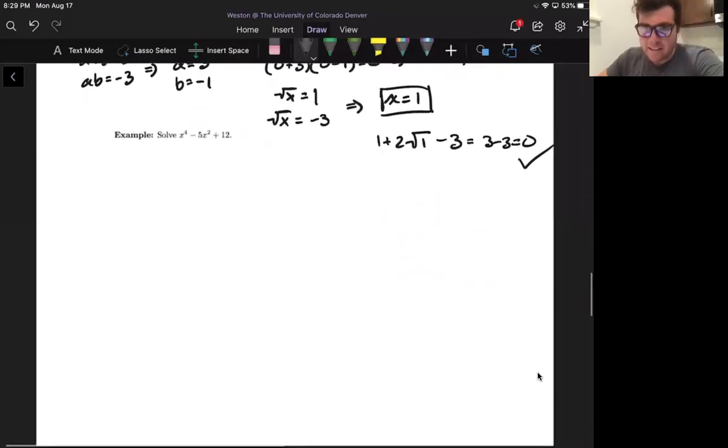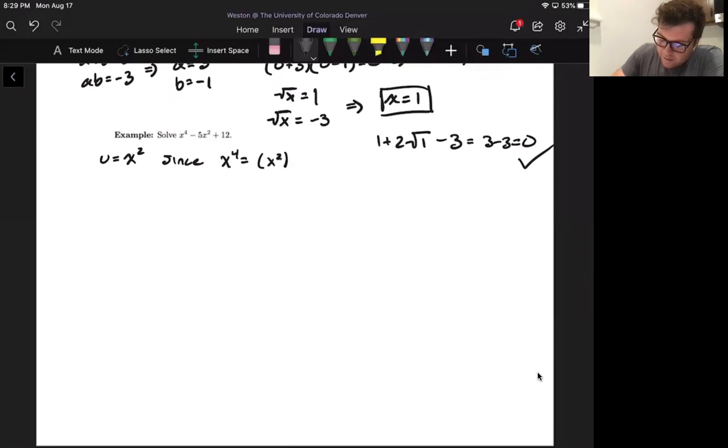And then I have a second example as well. So maybe instead of me making the substitution right away, you guys think of what the substitution can be. So just pause the video, think about what the substitution is going to be in this equation. And hopefully everyone was able to figure out that we should set u equal to x squared, since x to the fourth is just x squared squared.